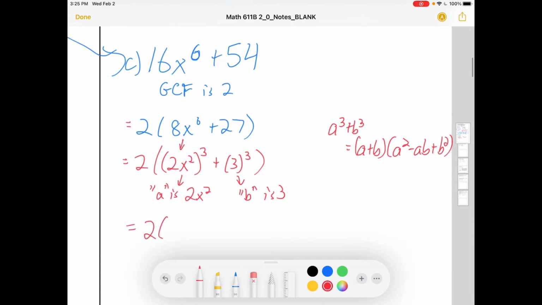And we'll have A plus B, so 2x squared plus 3. And then A squared, so that would be 2x squared squared, minus A, which is 2x squared, times B, plus B squared.